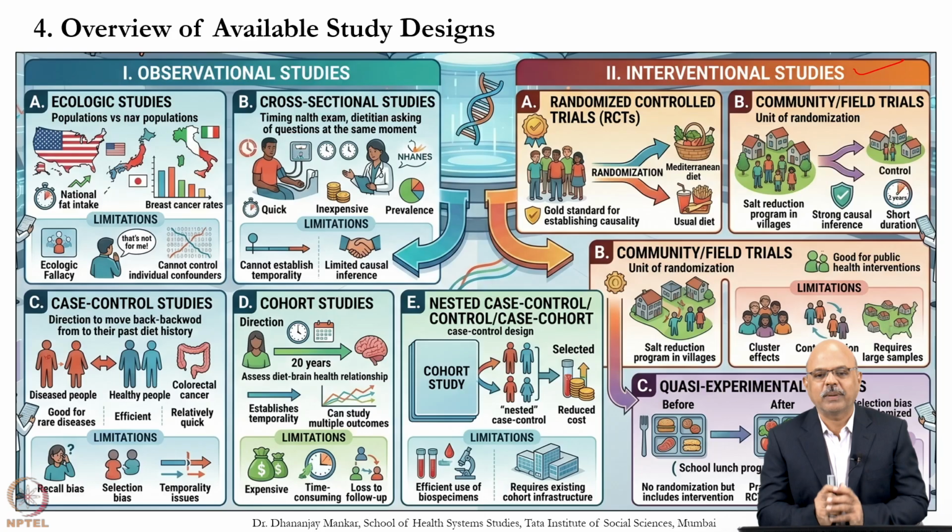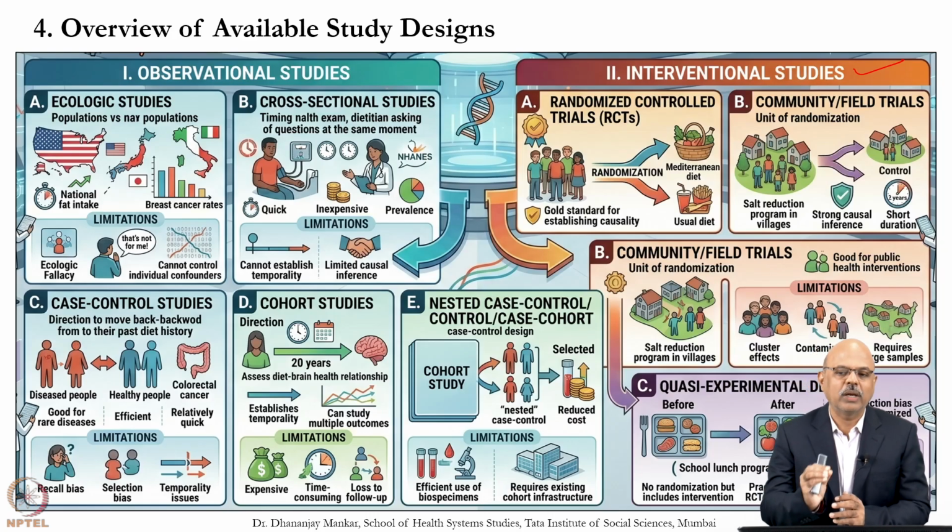Then comes the quasi experimental design, before and after. Like midday meal, school lunch programs, Poshan Abhiyan, you have seen a lot of these coming up as studies, and you can read them. There is no randomization but it includes an intervention, which is practical when RCTs are not feasible. There might be selection bias compared to a randomized group, and the limitation is weaker causal inference, so cause is something you cannot really establish over here.